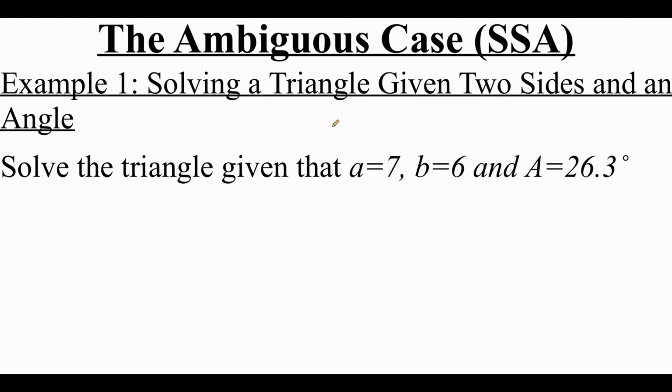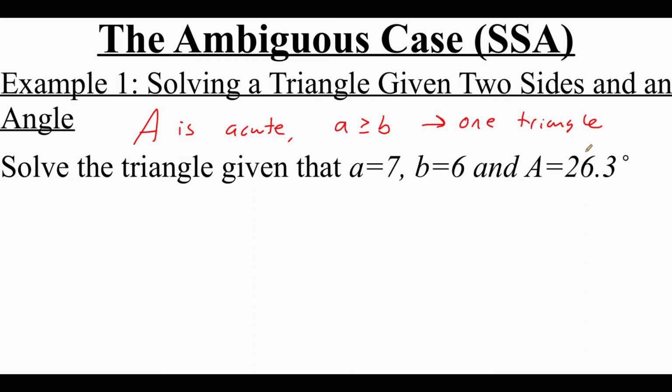So as we take a look at this first example, we're going to solve the triangle given that side A is 7, side B is 6, and angle A is 26.3 degrees. Now the first thing we want to figure out is how many triangles there are actually going to be. So the first thing we look at is our angle, and A is an acute angle. And then I want to look at the sides that we're given. So we're given side A as 7 and side B as 6. So we can see that side A is greater than or equal to side B, meaning that this is a one triangle case.